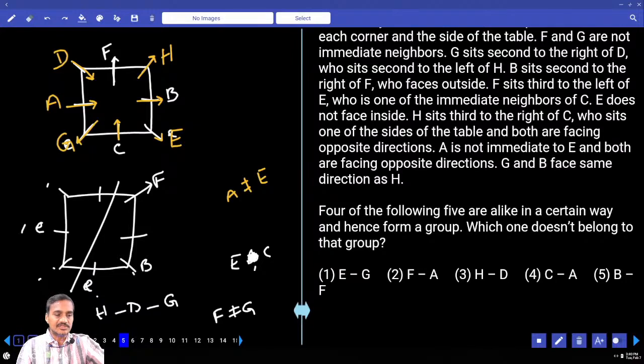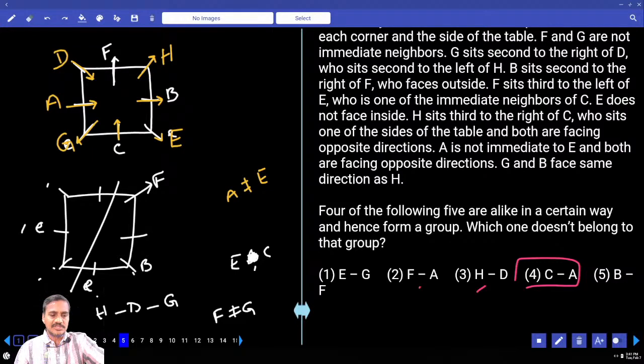Now in this, E is seated second to the left of G. The first person is seated second to the left of the second person. E is seated second to the left of G. And F is seated second to the left of E. H is seated second to the left of D. And C is seated second to the right of E. B is seated second to the left of F. What is the answer here? And this again is not possible. Here again two are coming as the answer.